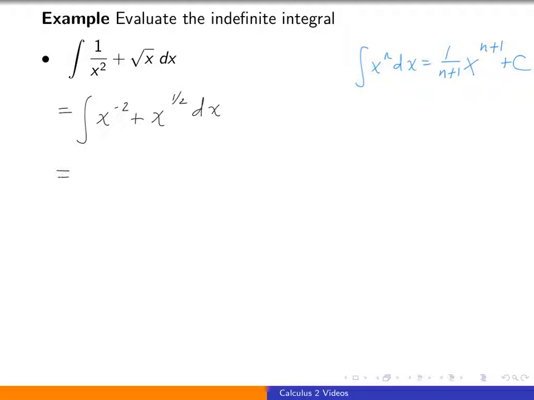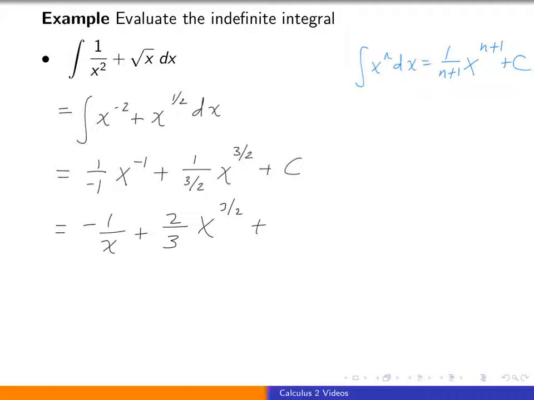And now that we've written this in terms of powers of x, we can just use our formula 2 times. Minus 2 plus 1 is minus 1. So we're going to have 1 over minus 1 x to the minus 1 plus 1/2 plus 1 is 3/2. So 1 over 3/2 x to the 3/2 plus c. And after you refresh yourselves on a few examples, you're probably going to skip this intermediate step and go to the following. You would say this is minus 1 over x plus, dividing by a fraction is multiplying by its reciprocal, so 2/3 x to the 3/2 plus c.